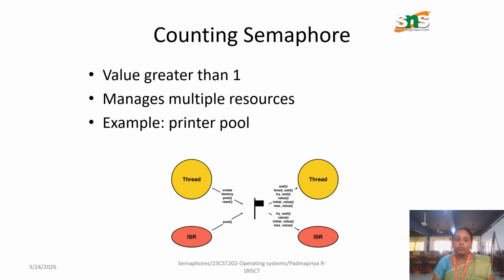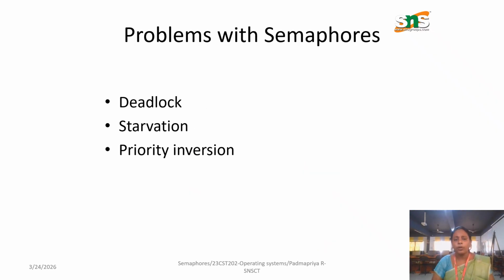A counting semaphore has a resource value greater than 1 and manages multiple resources. For example, a printer. A printer is a kind of resource. N number of systems can access that single printer. So if a system accesses that printer, the value is changed by 1. This is a counting semaphore. Problems with semaphores are deadlock, starvation, and priority inversion.